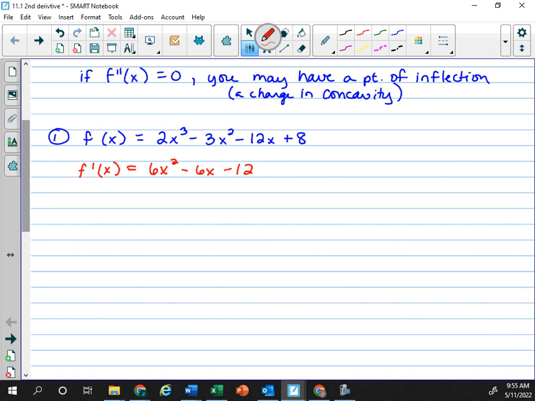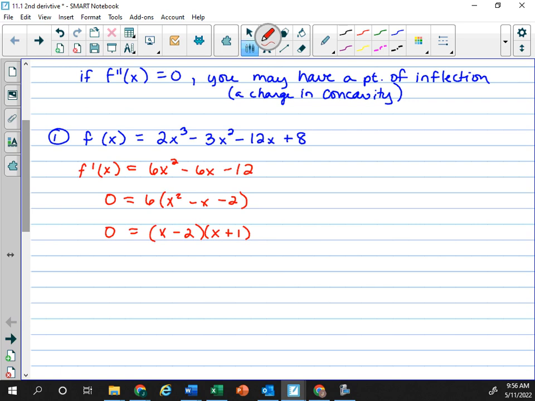Well, before we do that, because I want to know about increasing, decreasing, max and min, so what do I need to do with this first derivative? Set it equal to 0. Okay. And guys, can I factor the 6 out right away? We okay with that? So what does the x squared minus x minus 2 factor into? X minus 2, x plus 1.